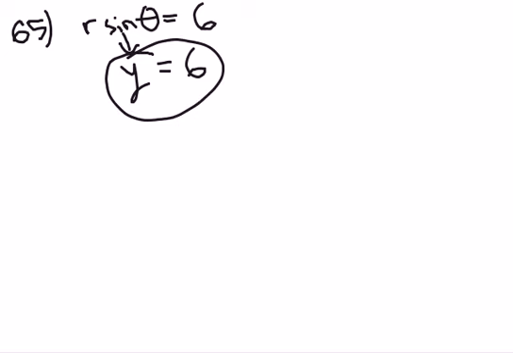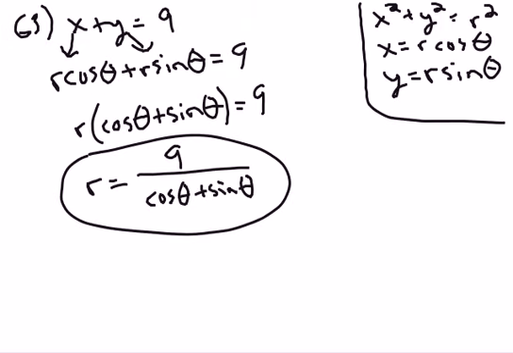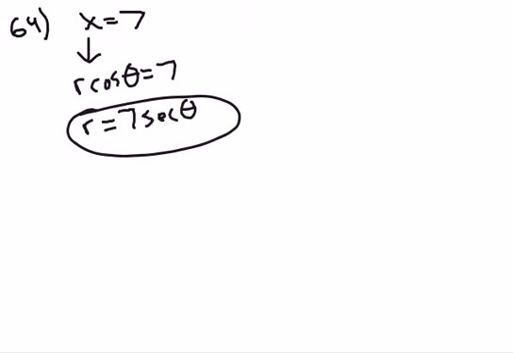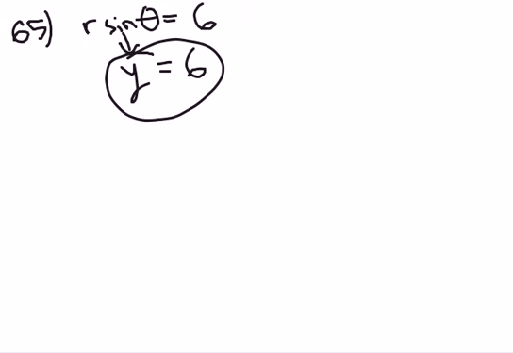So now we are going the other way. We're going from polar to Cartesian. This one's very easy. It's just y equals 6. Again, I'll just refer back to the previous page. y is equal to r sine theta. So there is 65, and we'll just do 66 right here.